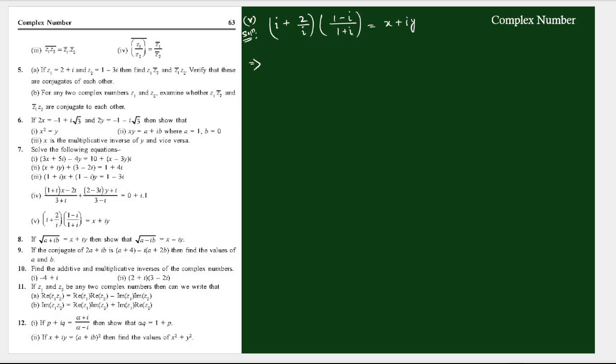1 plus i, 1 minus i, conjugate कर देंगे. Do you remember, when there is i at the denominator, then we multiply the denominator and the numerator with i, and this becomes i square. This is your minus 1. ठीक है. So i plus 2i by i.